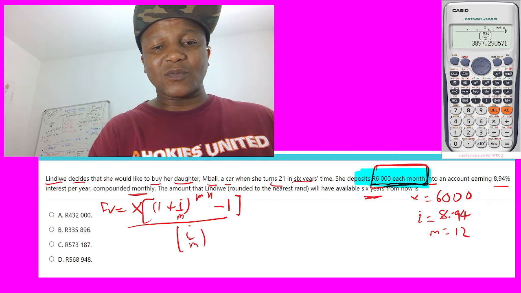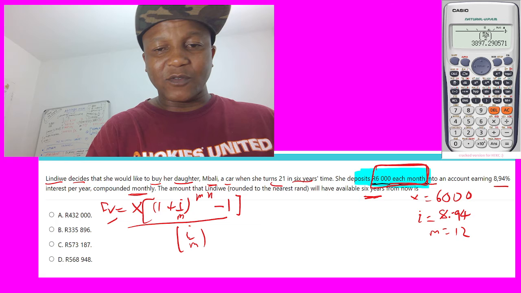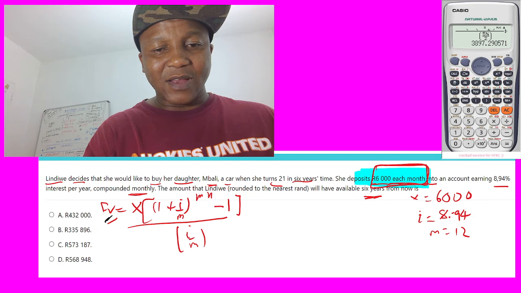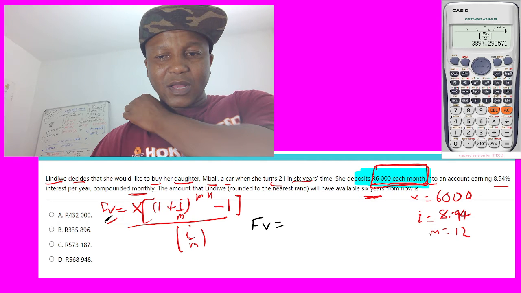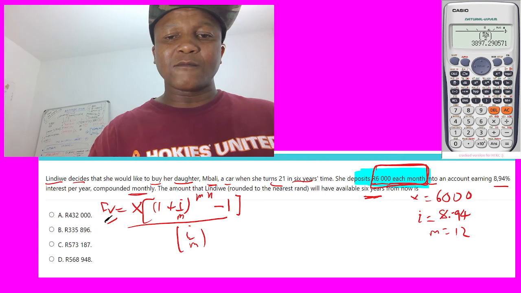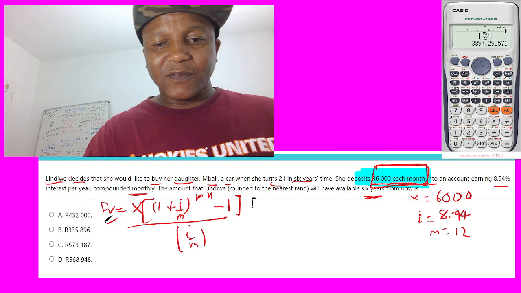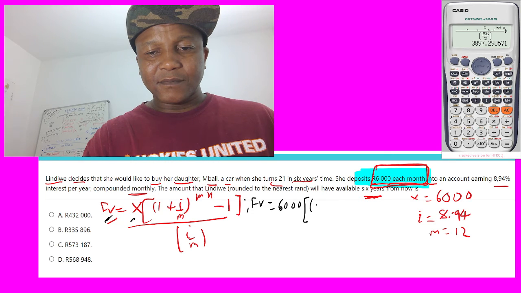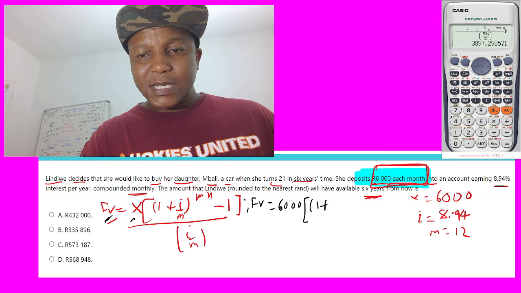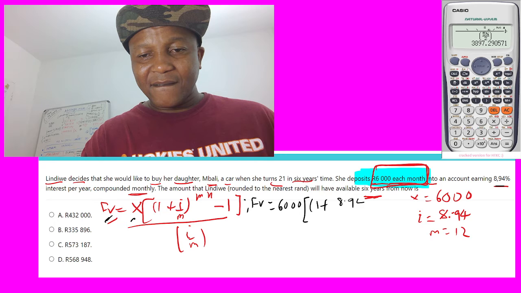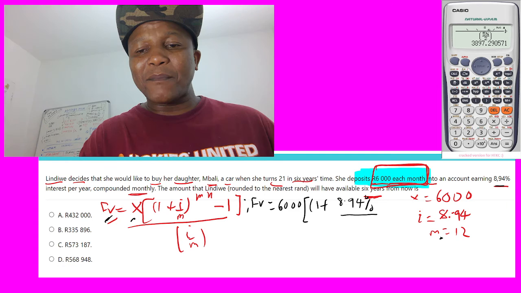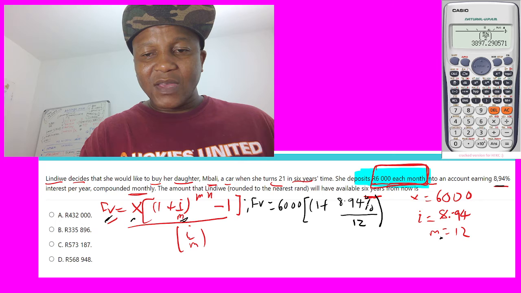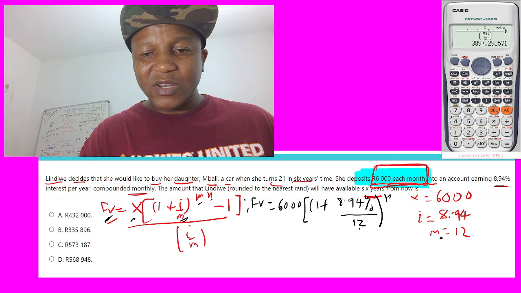Okay, so we can simply plug it in. So we say, okay, future value equals, and let me write on top a little because of the space. X is 6,000, 1 plus interest rate. What is the interest rate? 8.94. And then we divide by how it was compounded. They said it is compounded monthly. How many months in 1 year? That is M, because here they say M. It's 12. And they put a bracket. And then you know it's the power M times N. What is the M? M is 12 times N. How many years? 6.